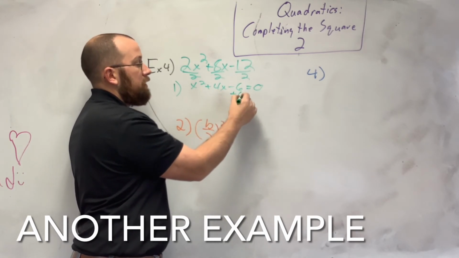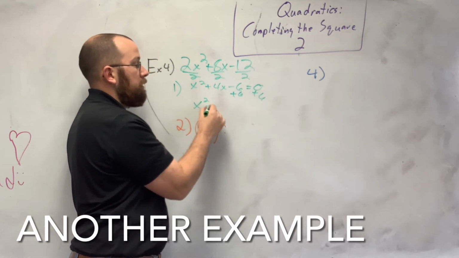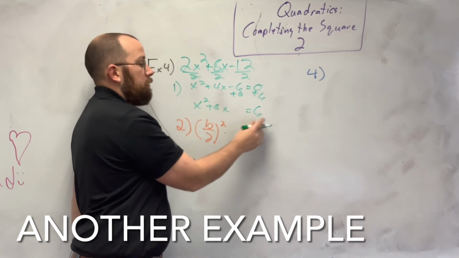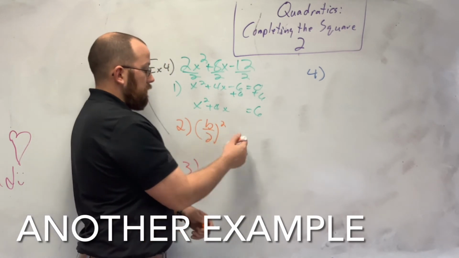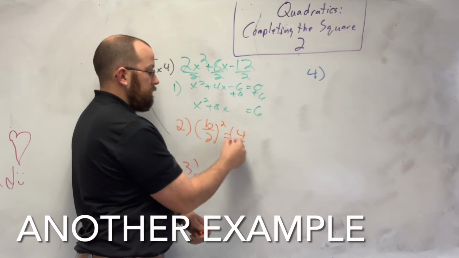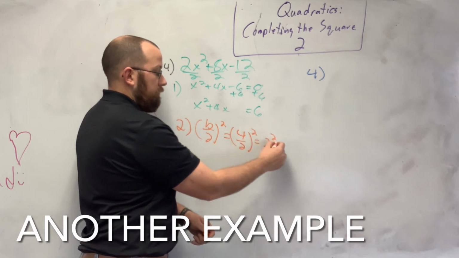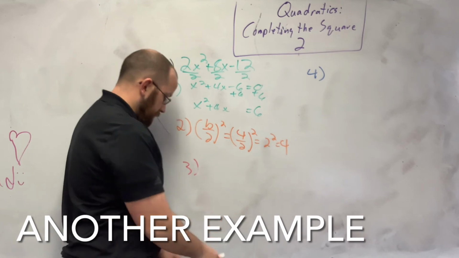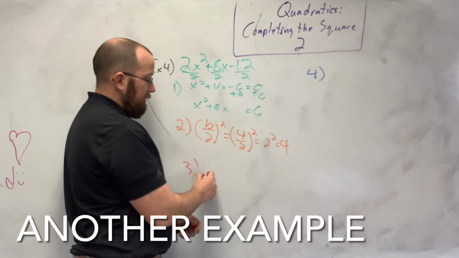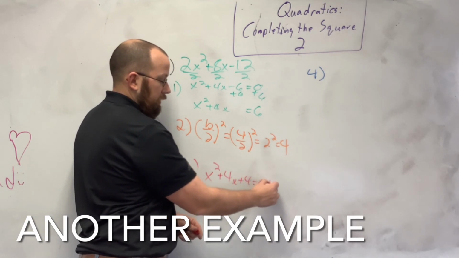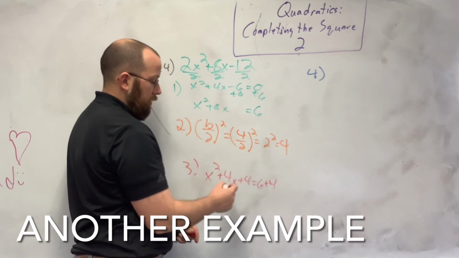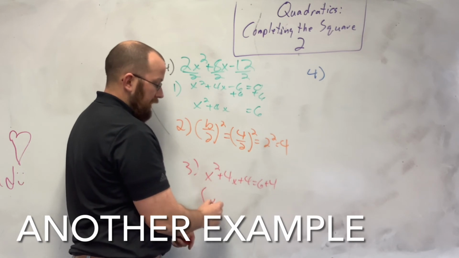Move the 6 to the other side. So x squared plus 4x equals 6. Replace the b with the 4. Rewrite the equation by adding it to both sides. So 4 and 4, 4 and 4. And then break it down. So I square root the 4 in the back to give me 2, and I take the sign of the middle.